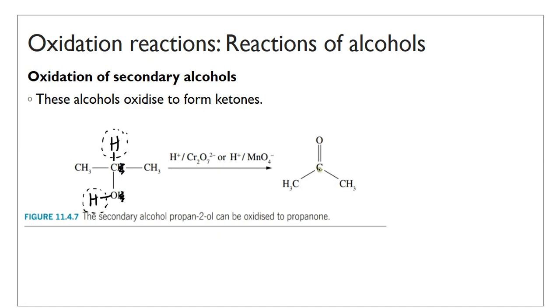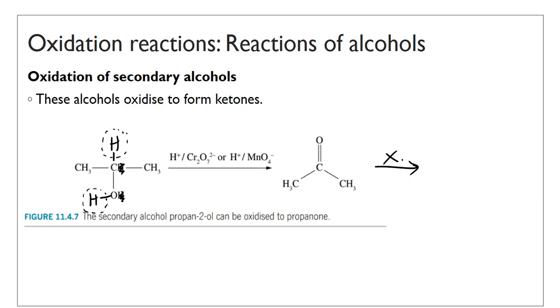But because this C double bond O doesn't have any extra hydrogen to lose, it cannot undergo any further oxidation to form a carboxylic acid. So only the aldehyde, which has the functional group in the terminal carbon, can be oxidized further to form a carboxylic acid. Ketone, which has the functional group in the middle of the chain, would not be able to do so. So secondary alcohol would just stop with a ketone.